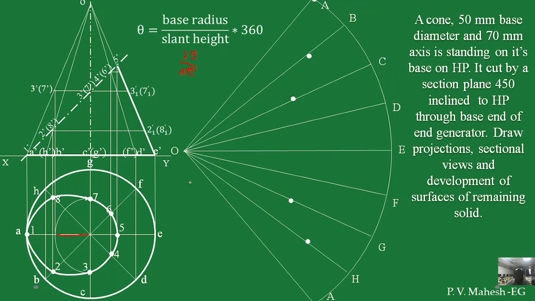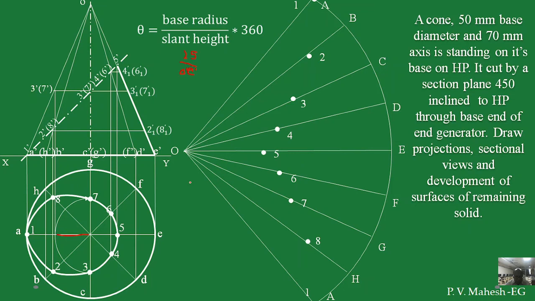Now with distance O dash 4 dash, I have to cut on OF and OD. So I will get 2 more points. Now 5 is already on E dash, so I will take O dash 5 dash and cut on OE, so I will get the point on the generator. So these are the points 1 2 3 4 5 6 7 8, and where is 1? 1 is on A directly, so I don't have to worry much about point 1 since it is on A.